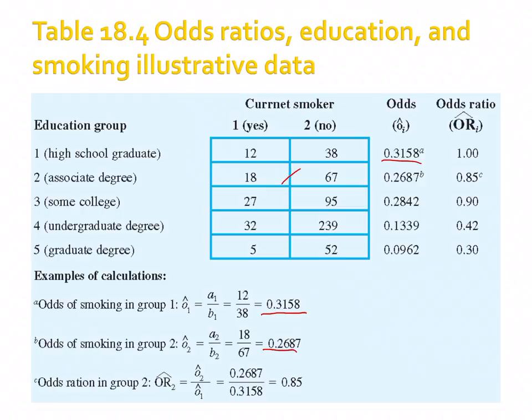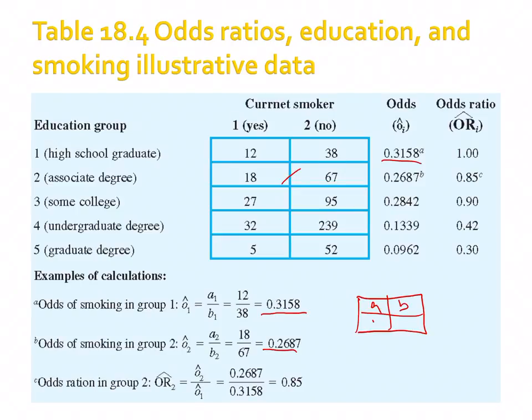The odds of smoking in group 2, so A sub 2 over B sub 2, right? So this is for row 2, and you have your odds. And then when you want to calculate your odds ratio, you take the odds of 2 over the odds of 1, and you'll get your odds ratio. So it's a very similar setup, just like relative risk, just a little bit different.